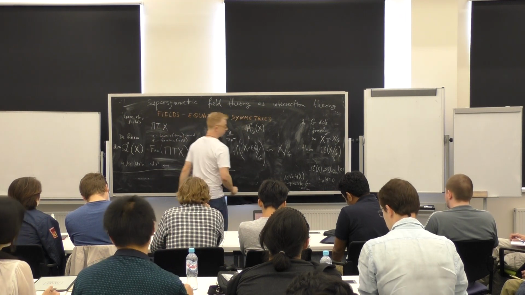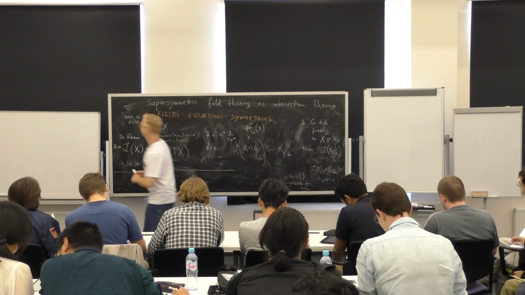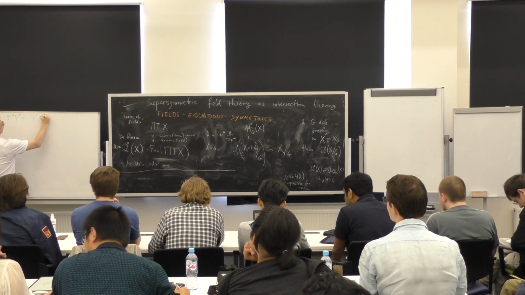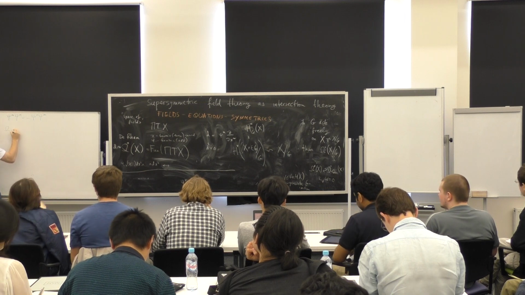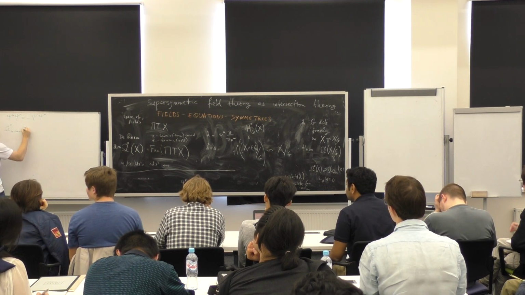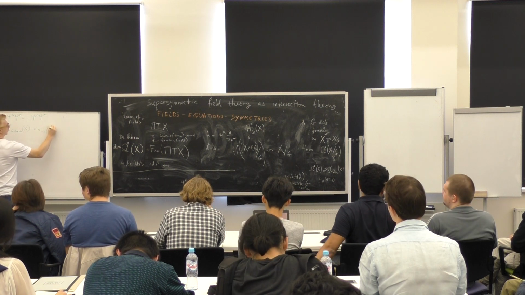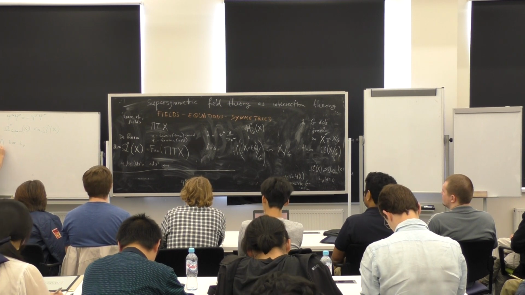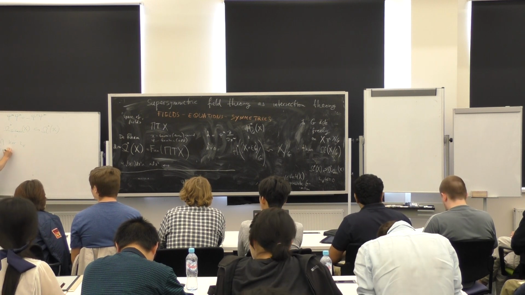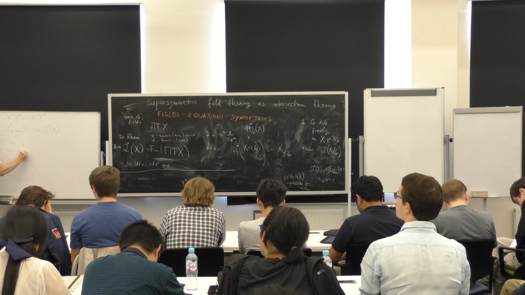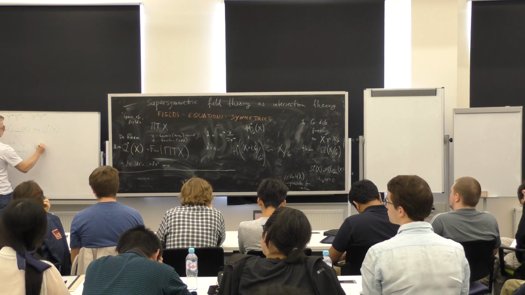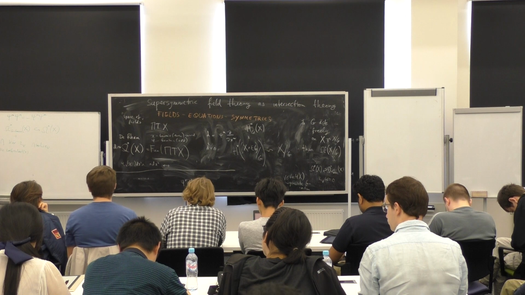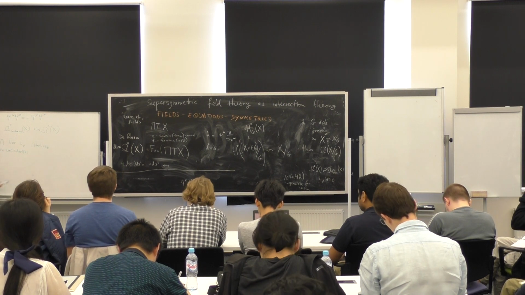Let me write something on the whiteboard just for completeness. To summarize: basic forms are the kernel of these operations. So these are forms which are annihilated by the operation of contraction with vector fields and the operation of Lie derivatives.